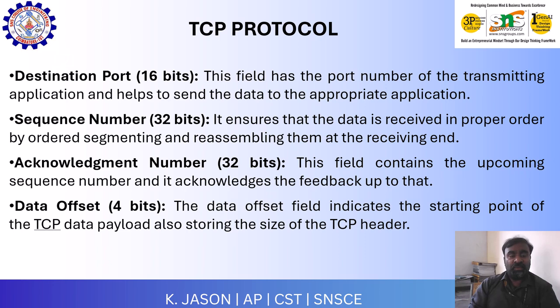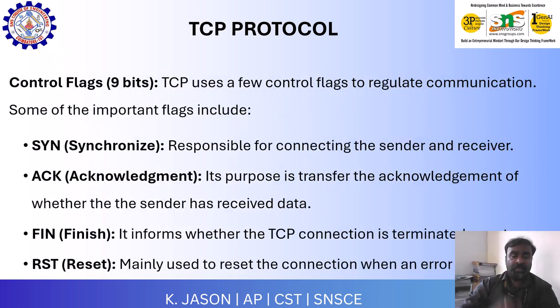Next, we will discuss the destination port address. What is the destination port address? This field has the port number of the receiving application, which helps to send the data to the right application. Sequence number ensures the data is received in proper order. Acknowledgement number contains the upcoming sequence number and acknowledges the feedback up to that. Data offset indicates the starting point of the TCP data, also storing the size of the TCP header.